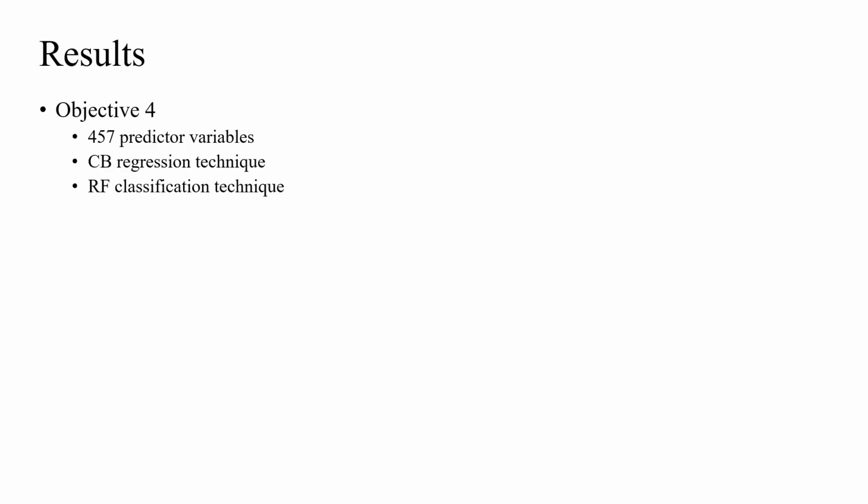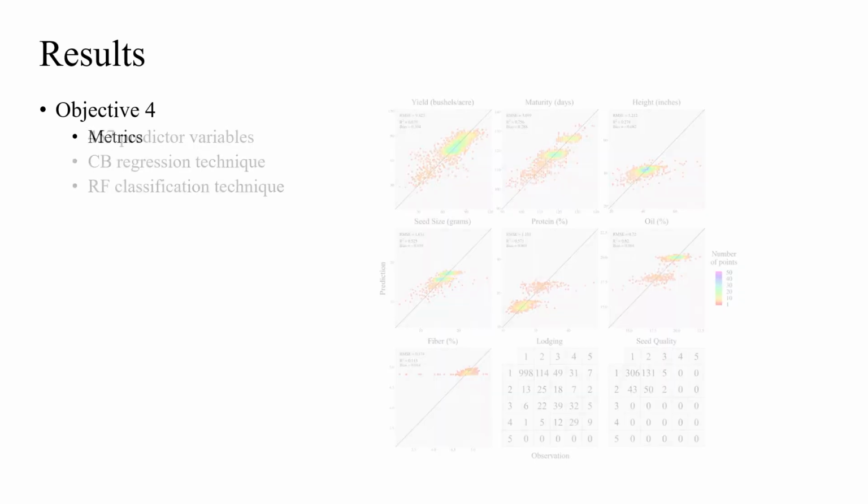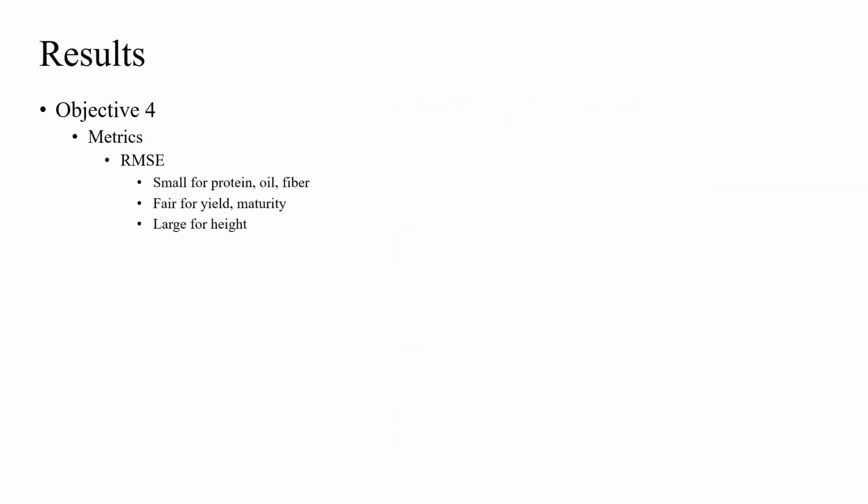For Objective 4, using all 457 predictor variables, Cubist as the regression technique, and random forests as the classification technique. This figure shows the final modeling results in terms of scatter plots and confusion matrices. Looking at the metrics, seed size, protein, oil, and fiber had small RMSEs. Yield and maturity had fair RMSEs, and height had a large RMSE.